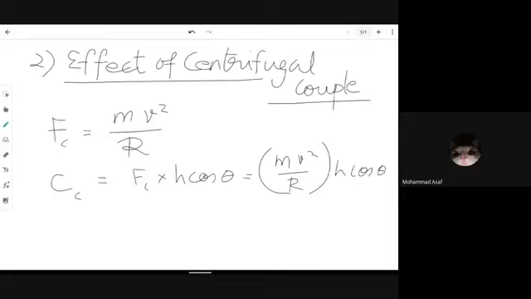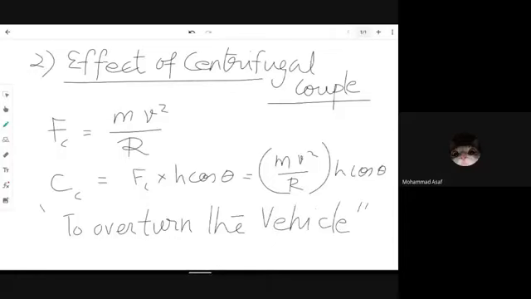Now Fc ന്റെ ഡയറക്ഷനും ഔട്ട്വേർഡിലേക്ക് ആയതുകൊണ്ട് ഇതിന്റെ ടെൻഡൻസി എന്താണ്? ടു ഓവർടേൺ ദ വെഹിക്കിൾ ആണ് അല്ലേ? വെഹിക്കിളിനെ മറിച്ചിടാനുള്ള ടെൻഡൻസിയാണ് ഇതിനും ഉണ്ടാവുക. കറക്റ്റ് അല്ലേ? ഫിഗറിൽ Fc യും പുറത്തേക്കല്ലേ ഉള്ളത്? So centrifugal couple's tendency is to overturn the vehicle.